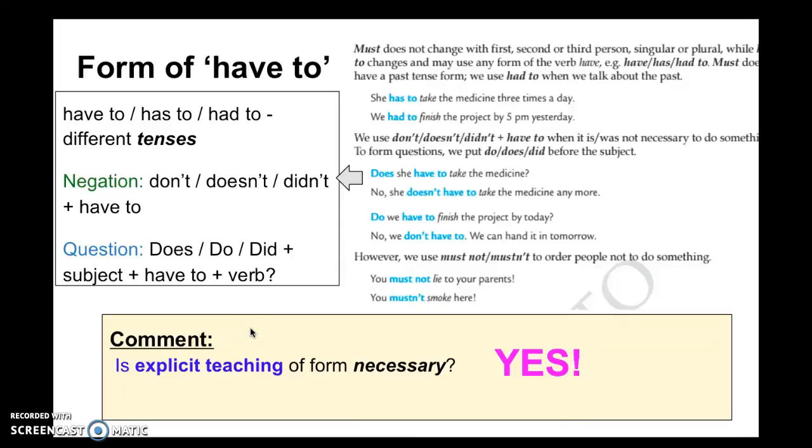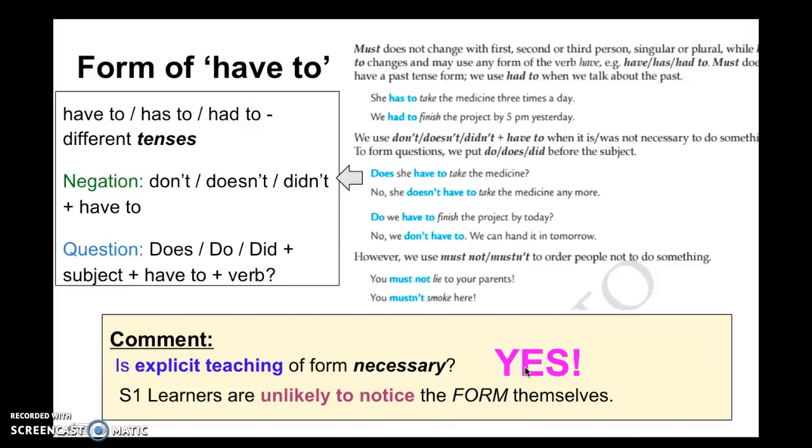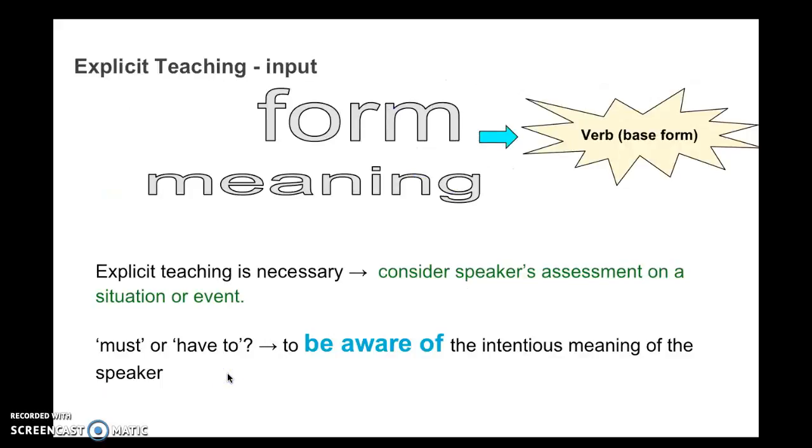So we get a question here: do we think explicit teaching of the form is necessary? We think it is a must, because our target students are secondary one students, so it's quite hard for them to notice the form by themselves. So we think teaching the form in meaning is essential. But we also need to remind students that they need to consider situations before they decide which modal verbs to use.